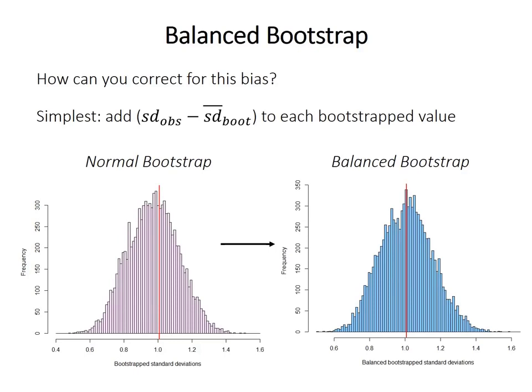So in the previous example, the mean bootstrap value is about 0.08 units smaller than the observed value from the original data. So we just add 0.08 to each of our individual bootstrap trials. We do 10,000 of them, so we add 0.08 to each of those 10,000. And that shifts the sampling distribution a little bit to the right, so now it's centered on the observed value, which you see in the balanced bootstrap on the right there.